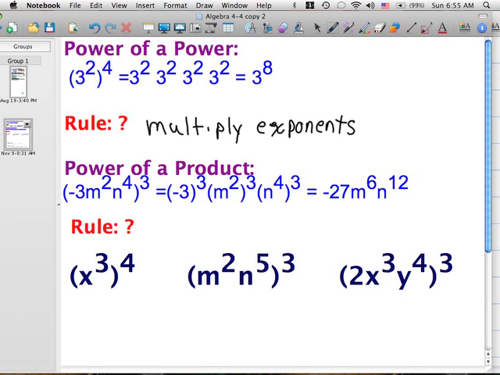So -3 to the third would be -27. Since I used the -3 3 times, it's going to be negative. M to the second taken to the third, multiply your exponents, you get m to the sixth. And n to the fourth taken to the third, multiply your exponents, since it's a power of a power, you get n to the 12th. And the rule here is to take the power of each factor.